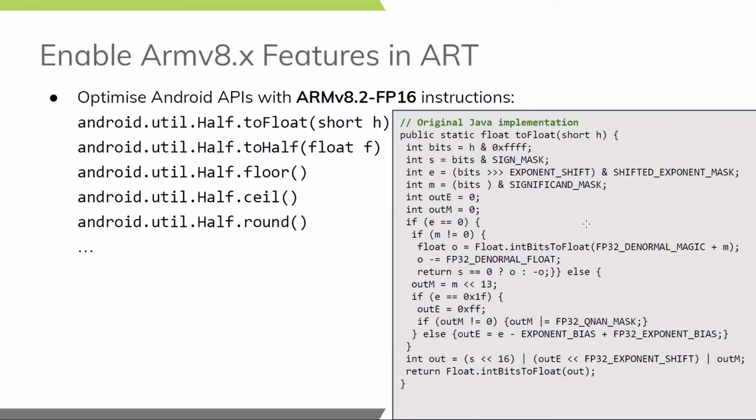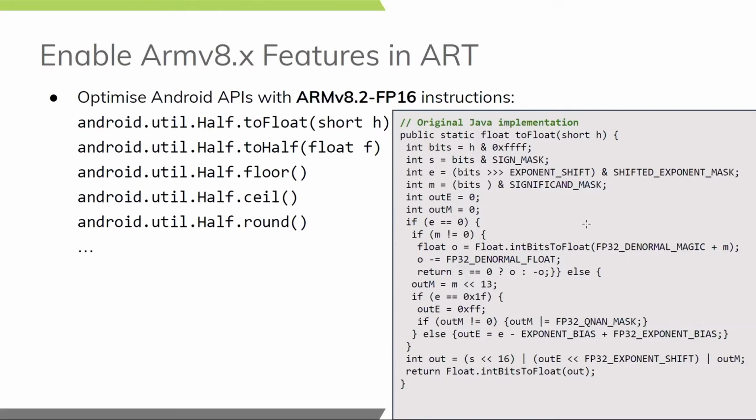So let me show a few examples of the optimizations we've done using ARMv8.x features. We found that in the Android API, there is a Half class which does 16-bit half floating point operations. And actually, all those half floating point operations can be optimized using ARMv8.2 FP16 instructions. For example, the Half toFloat API, as shown on the slide.